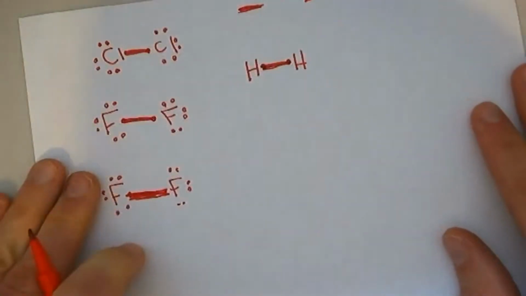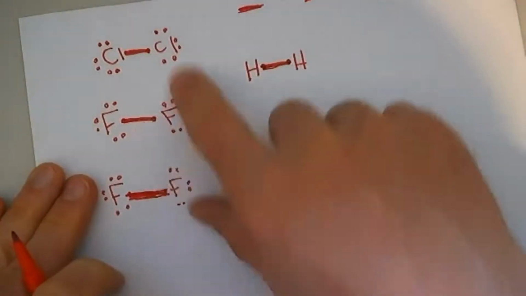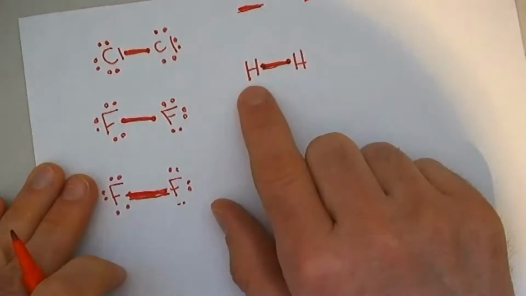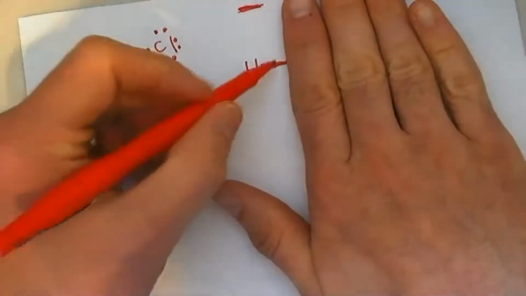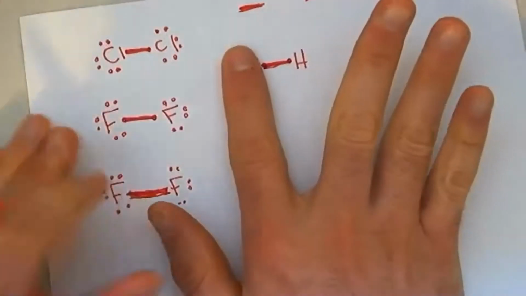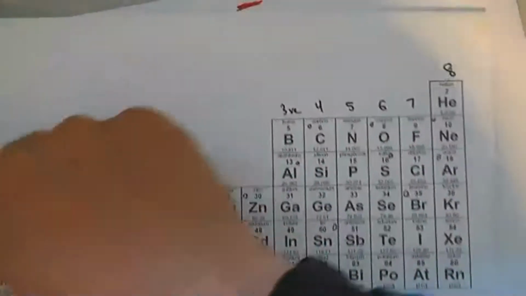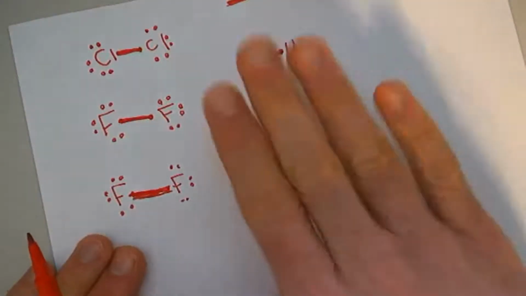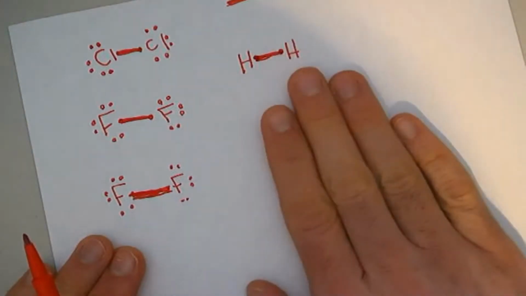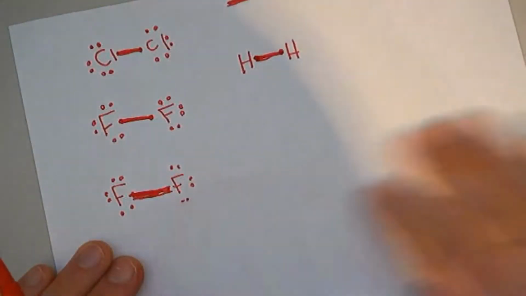Your question is, each one needs 8, like F needed 8 and Cl needed 8. H here doesn't have 8. This H here has 2 from that one, and this H1 here is 2. That's not 8. But if you remember, the first row only needs 2 to be full. H only needs 2 to be full. Each H here has 2. H is full at 2. It's the only exception. Everybody else should have an 8.